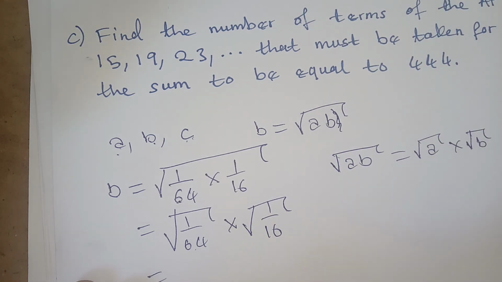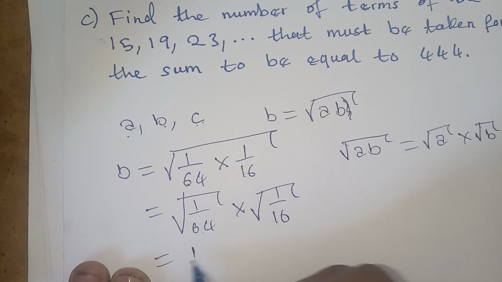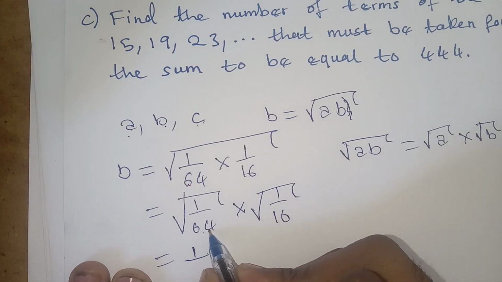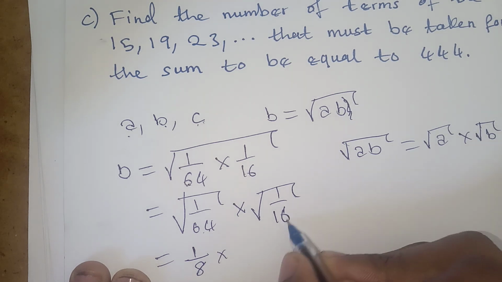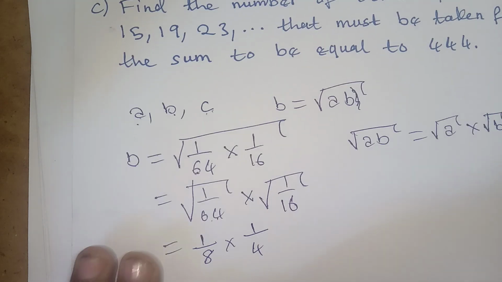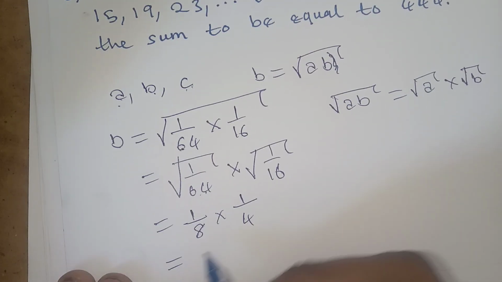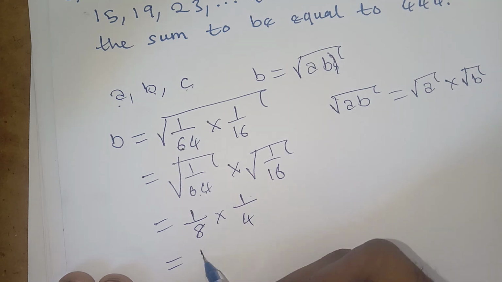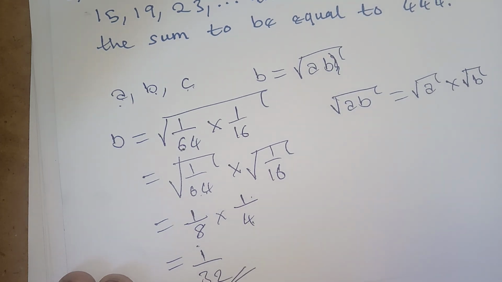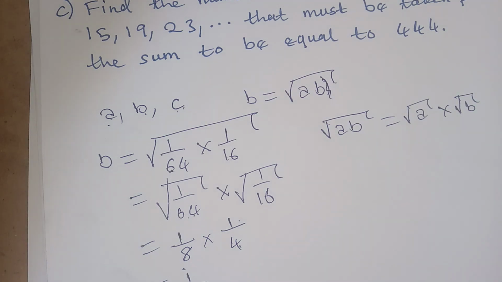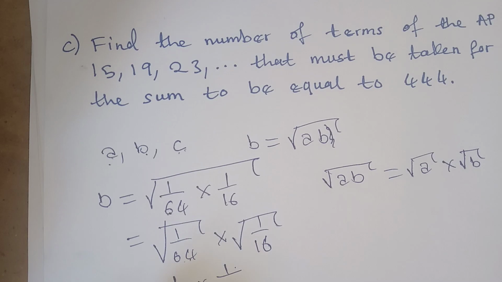So the square root of 1 over 64 is 1 over, remember the square root of 64 is 8. Then the square root of 16 is 4. So that means you have 1 times 1 is 1, and 8 times 4 is 32. And that's it. This is the geometric mean of these two numbers.